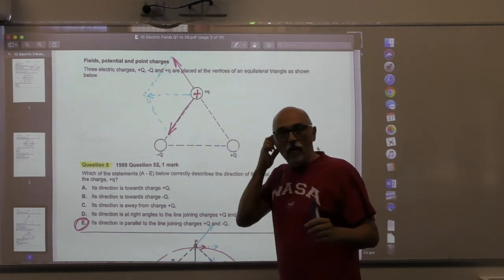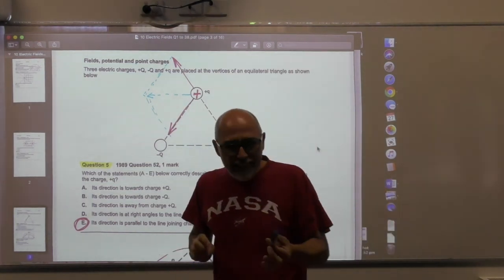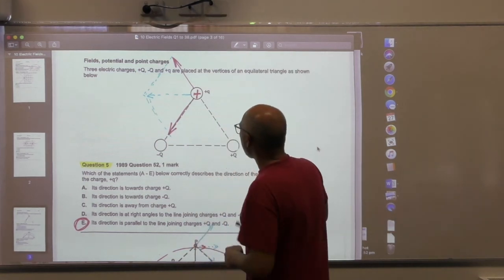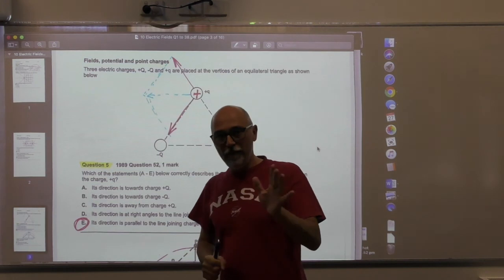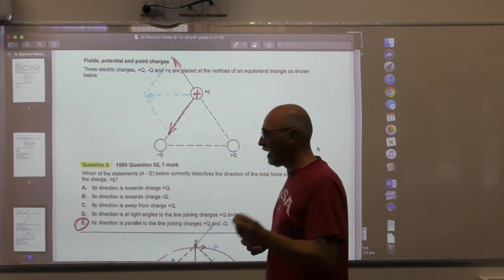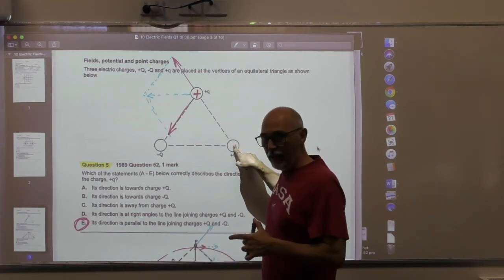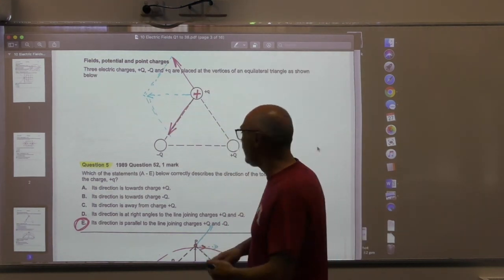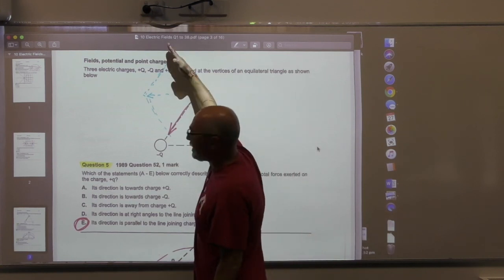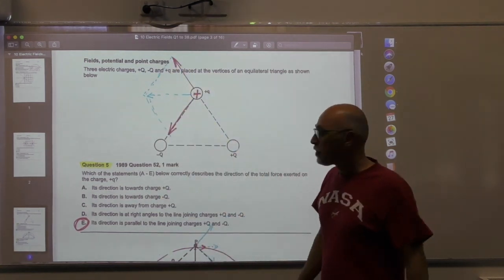So the way this works, the easiest way to comprehend what's going on here is don't worry about what's going on here between these guys. You just worry about what is the force specifically from this point charge. That way you break the question down into nice little bite-sized bits and then it makes sense. So this one is pushing in that direction, directly away.